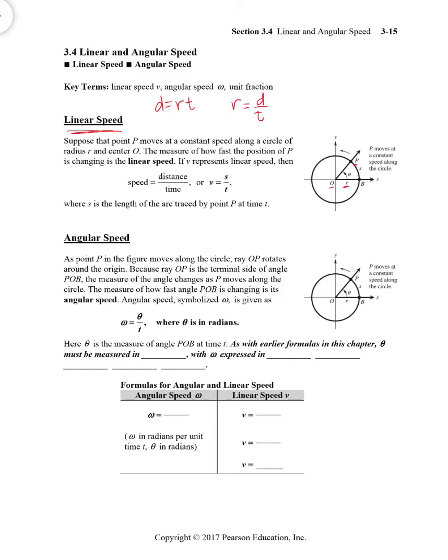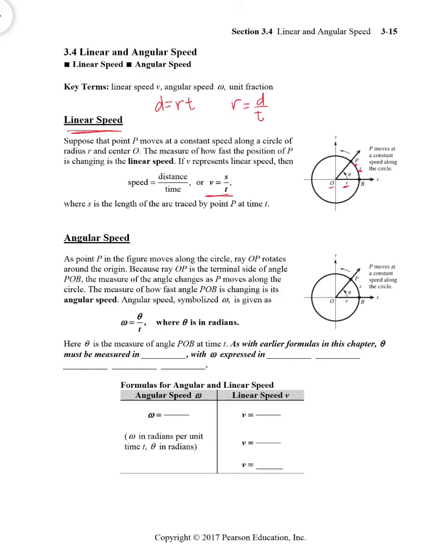We use the formula speed is equal to distance over time, and instead of using r for the speed, we're going to use v for the velocity is equal to the distance, which is s, and you see that's the length of the arc, divided by the time t. So the linear speed is the distance divided by the time.